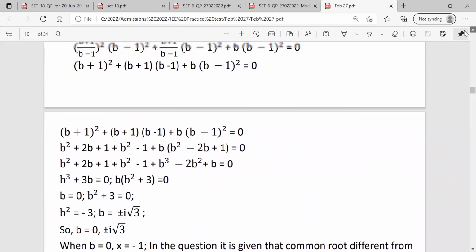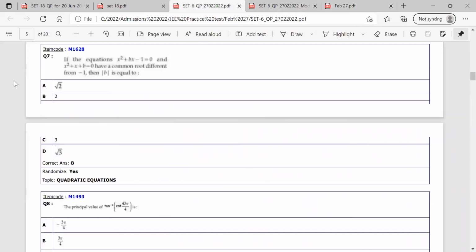After having an idea about this question, we have two equations and they're asking us for a common root which is different from minus 1, and we have to find the mode of b. So try to analyze a question in a particular way so that you will be able to reach what is mode b. I think all the questions discussed till now are clear. Now we are moving to the next question.